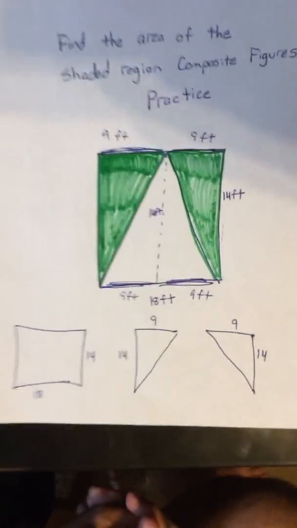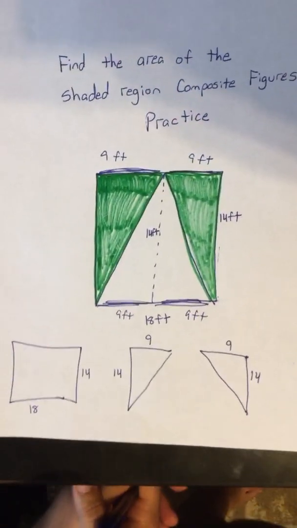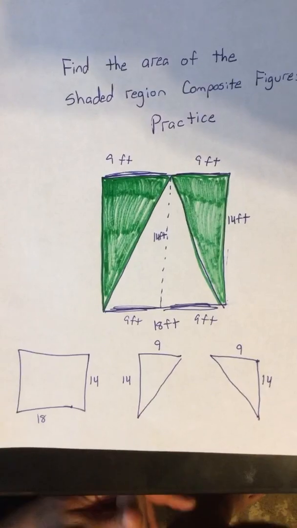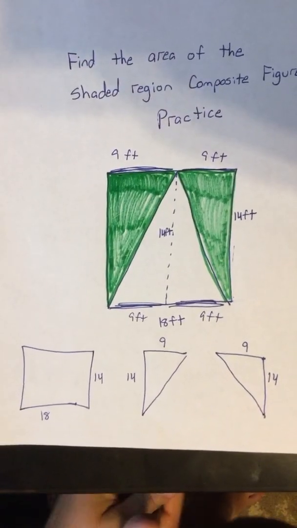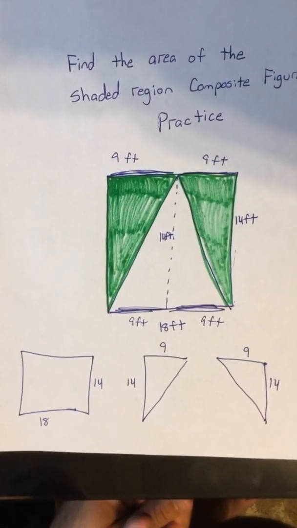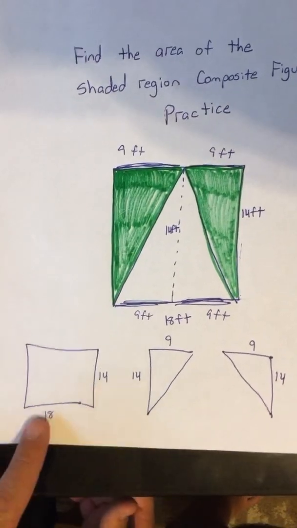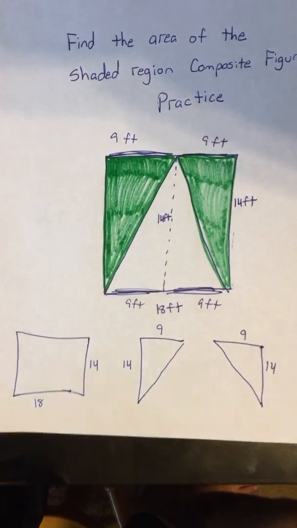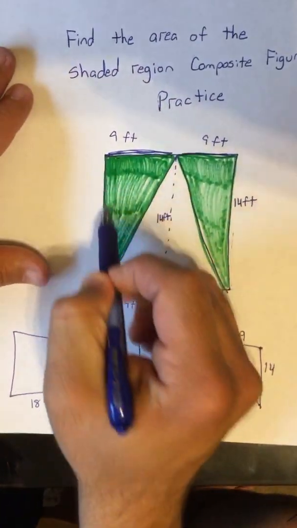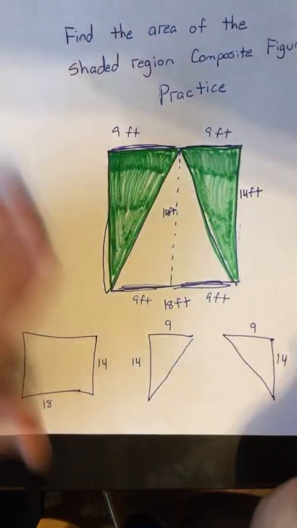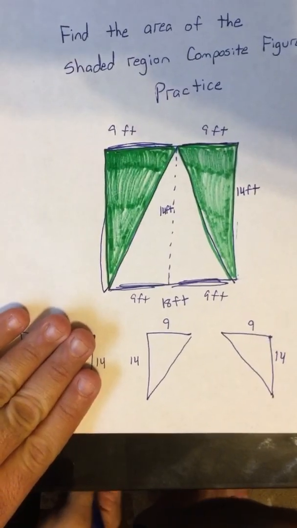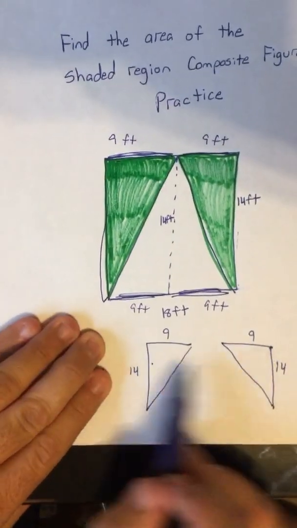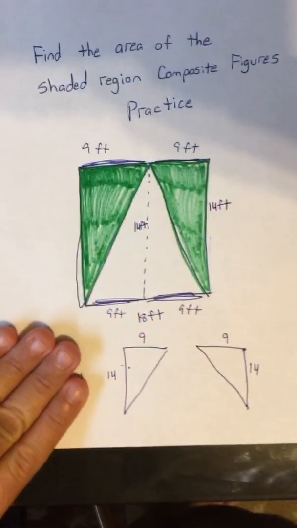Now, we have some good news. The good news is I really don't need the square right now because it says find the area of the shaded region, right? Don't I just have two triangles right here? Find the area of one triangle and multiply it by 2 and you found the entire area. So we just really got to find the area of the triangle.